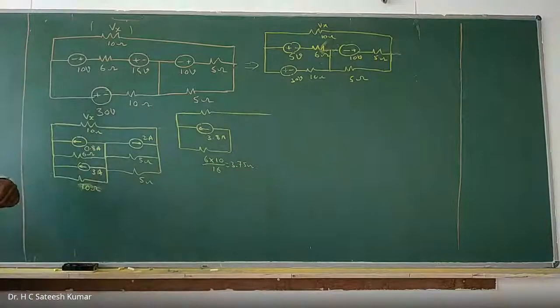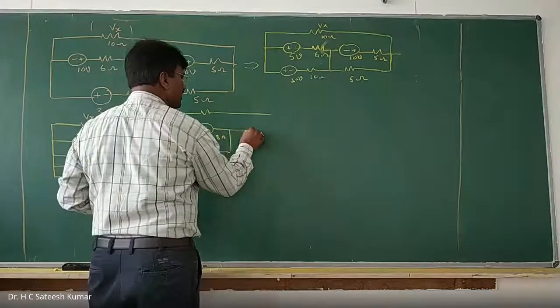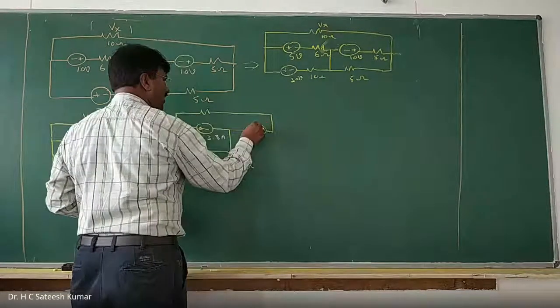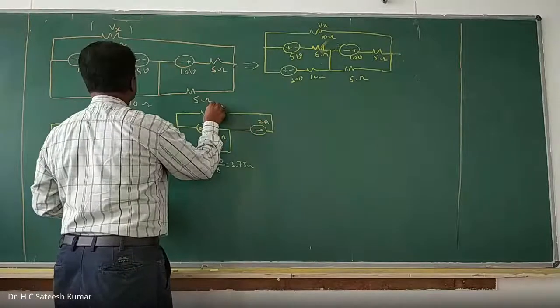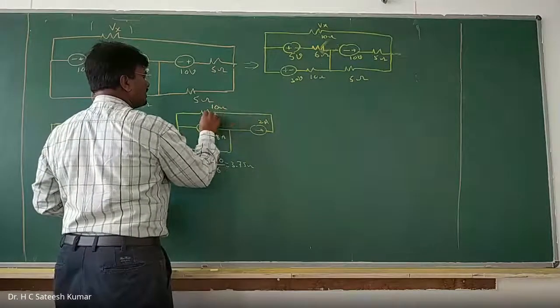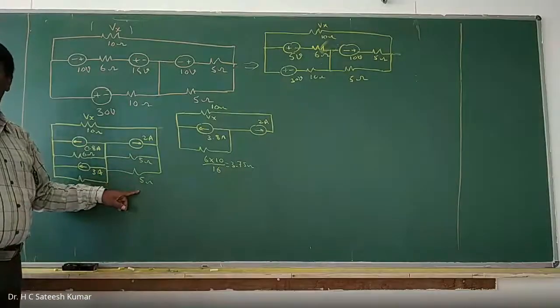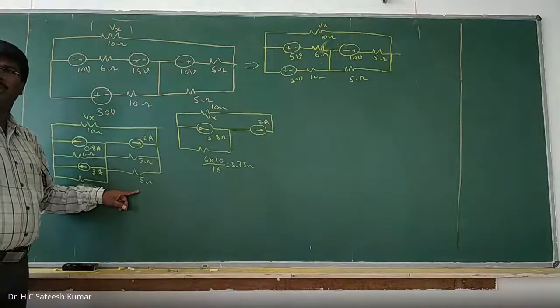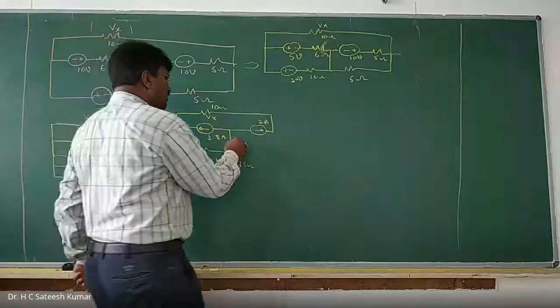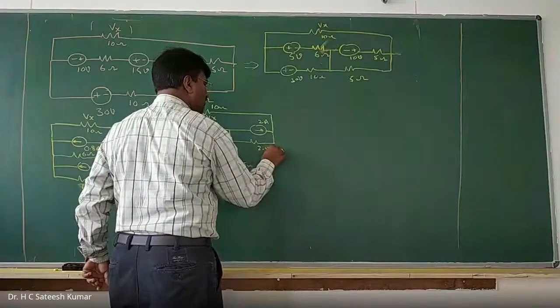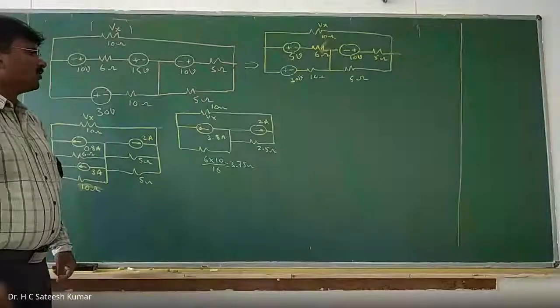And next, there is a current source. Keep it as it is. The value is 2 amps. And this is 10 ohms as usual. And this is your Vx. And 5 parallel with 5: 2 equal resistors in parallel, so the value will be half of it. Therefore, this will be 2.5 ohms. Okay, right.